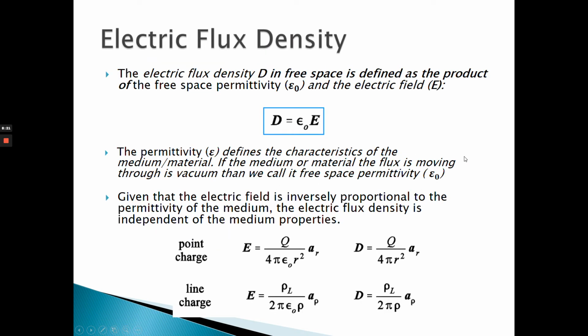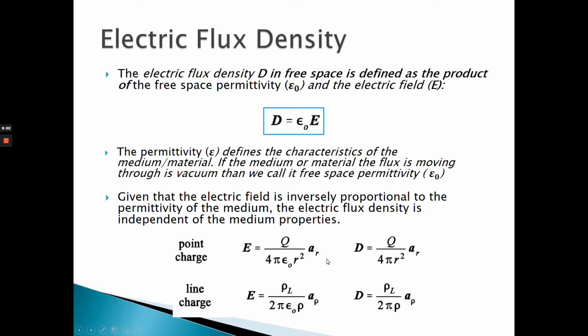So there are some definitions, you read these things, and there is also some comparison. If this is a point charge, we already derived this E, how it happens if it's a point charge. And for the point charge, this is the electric field intensity, and this is your electric flux density. And for the line charge, the same thing, how we calculate the electric field intensity, and we calculate the electric flux density.